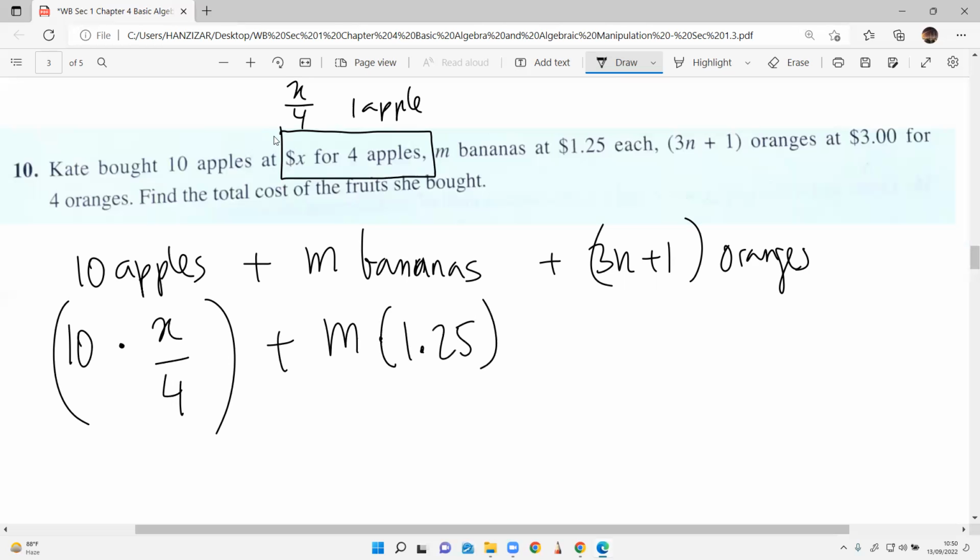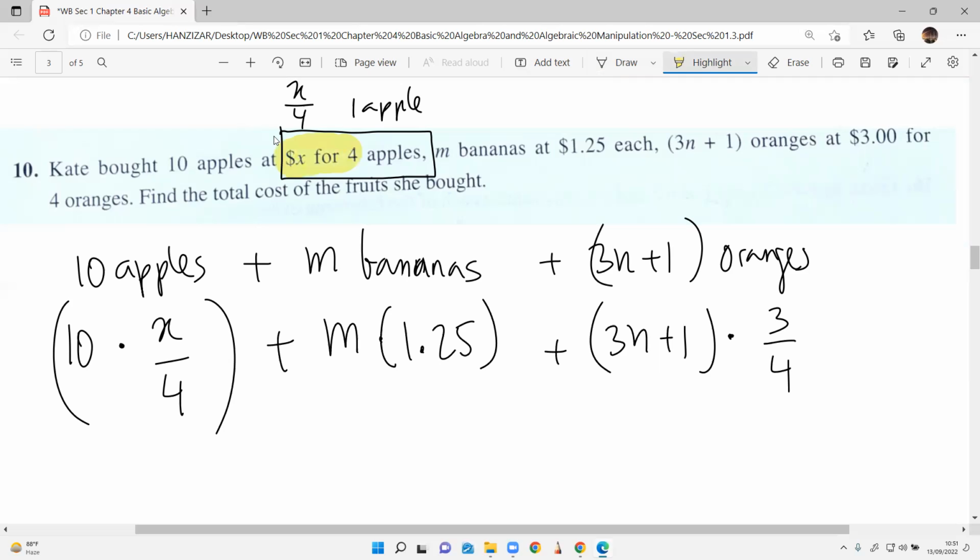Understand, guys? And then oranges. You multiply by the price of oranges: $3 for 4. They ask for 1 orange, so 3 over 4, right? Who still doesn't get it? Please be honest. It's not too easy to understand. You don't get it? Okay, let's try one more time.